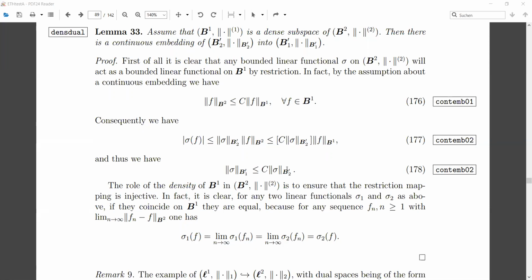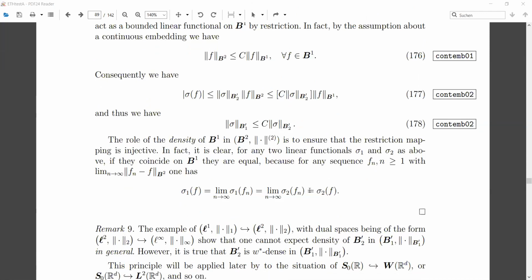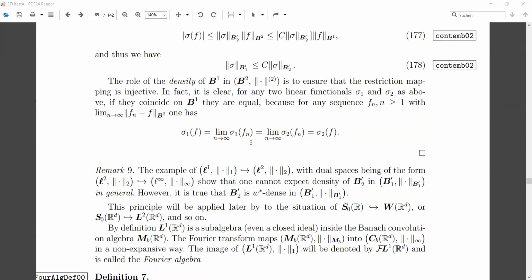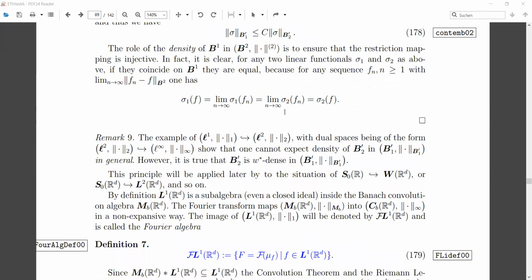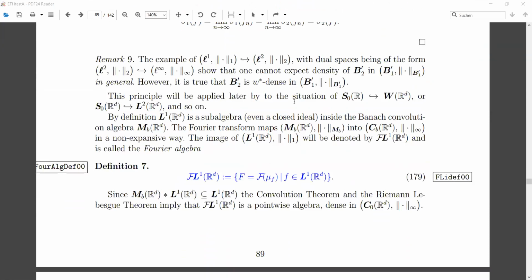But in order to have an embedding, you have to say, well, two functionals which are different have to be different. And then you need the density and you apply a limit relationship. Essentially what you're saying here is, if functionals sigma 1 and sigma 2 coincide on a dense subspace, you can take limits, it's justified, and you get equality on the whole space. So my standard example is that if you take a closed subspace, then you still have a restriction property, but no injective embedding here. And we have this situation quite often.